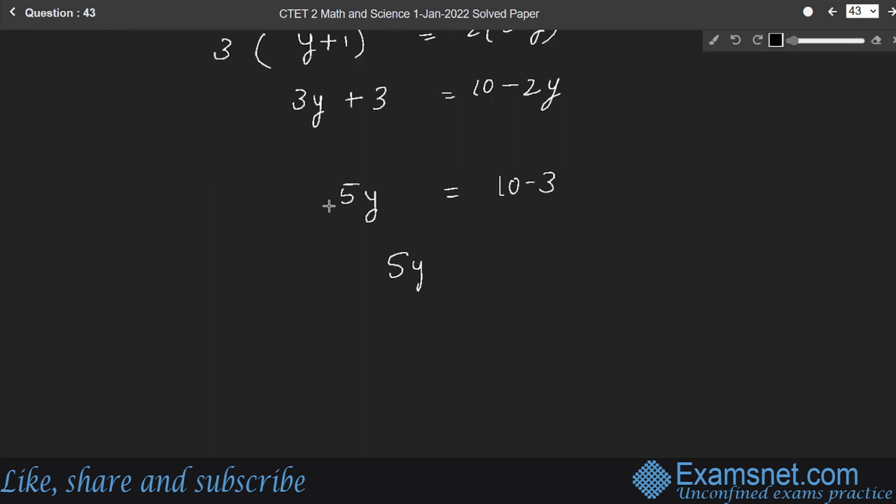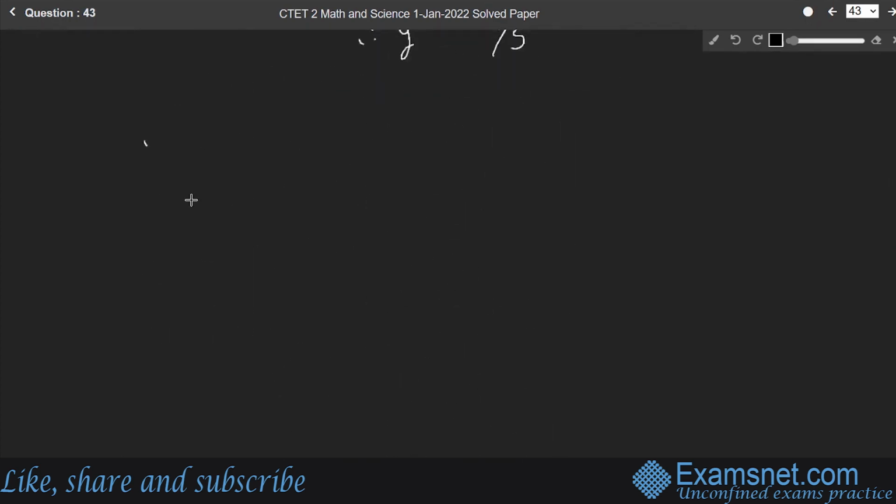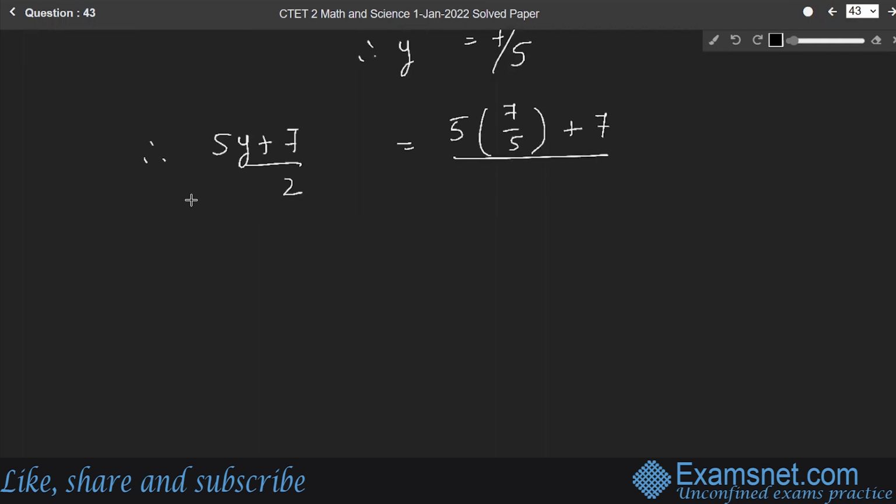Therefore, 5y is equal to 7. Therefore, y is equal to 7 by 5. But the question is finding the value of (5y plus 7) by 2. Therefore, (5y plus 7) by 2 is equal to (5 into 7 by 5, the value of y, plus 7) whole divided by 2. 5 will get cancelled. Therefore, 7 plus 7 is 14 by 2, which is equal to 7.